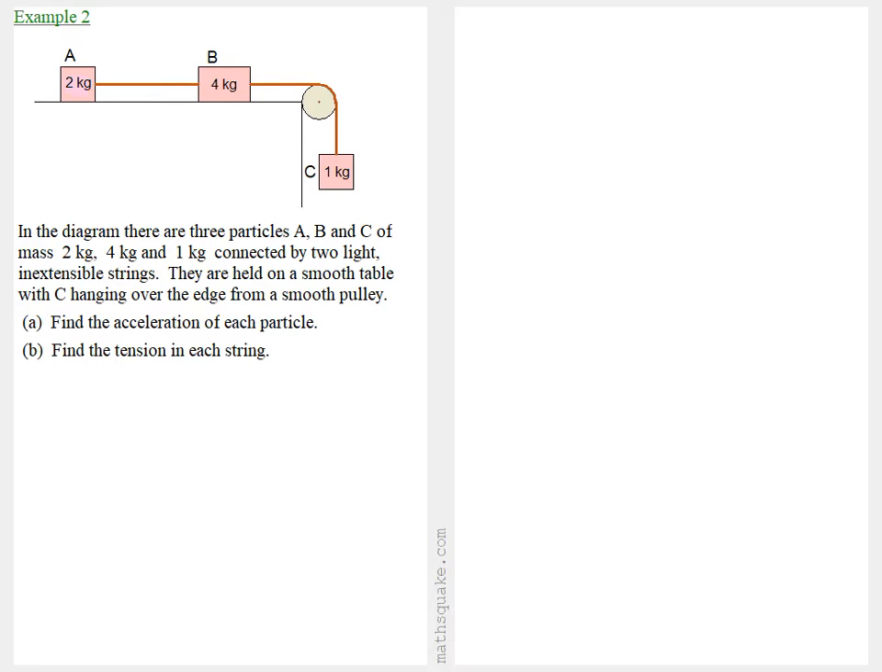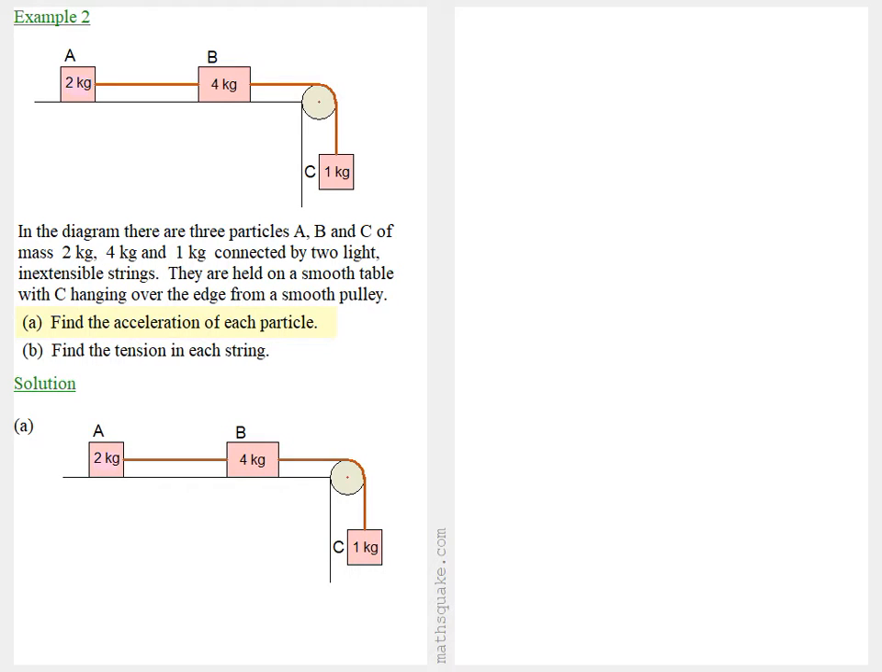Let's look at example 2. In the diagram, there are 3 particles A, B and C of mass 2 kg, 4 kg and 1 kg connected by 2 light inextensible strings. They're held on a smooth table with C hanging over the edge from a smooth pulley. In part A, we want to find the acceleration of each particle.